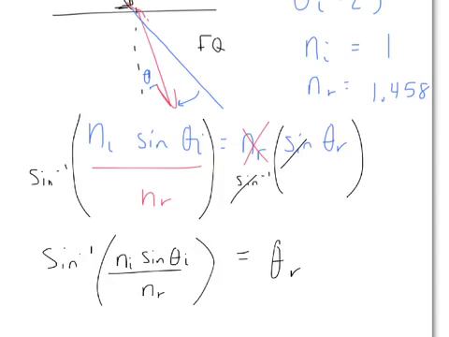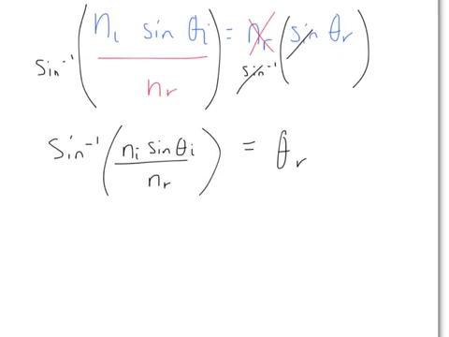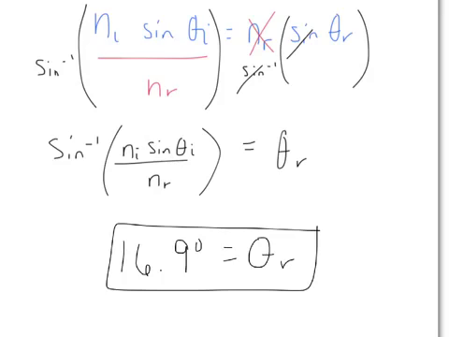What do we get for a number? 16.85. Yeah, good. 16 and change. 16.9, I think it was. How do we know that this is generally correct? Because it's less than 25. Yeah. We said that when you go from a fast-moving medium to a slow-moving medium, the light ray is going to bend toward the normal. So if we started at 25 degrees, it's got to be something less than 25 degrees, and 16.9 is indeed less than 25 degrees. Let's do the last one now.